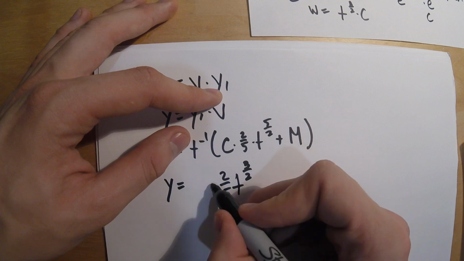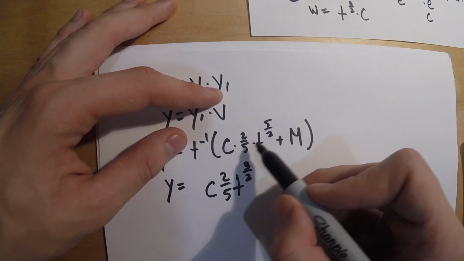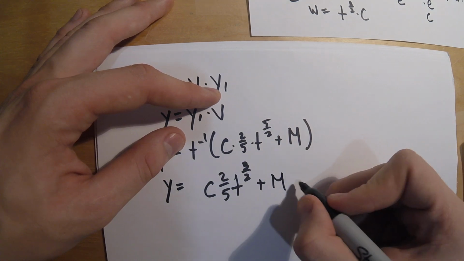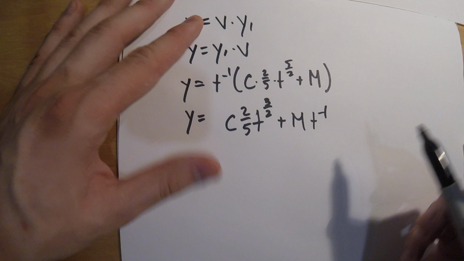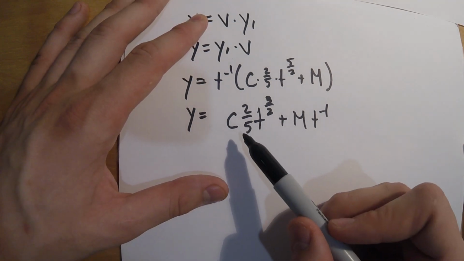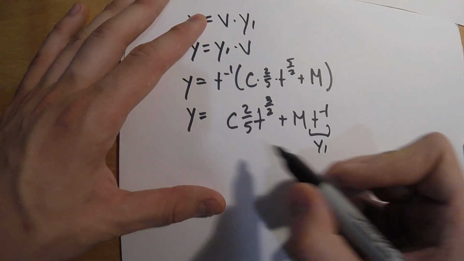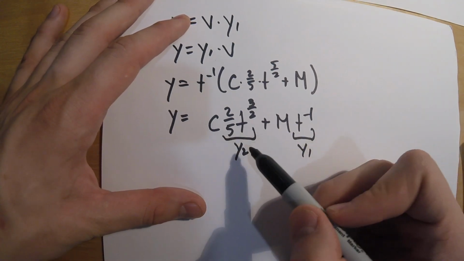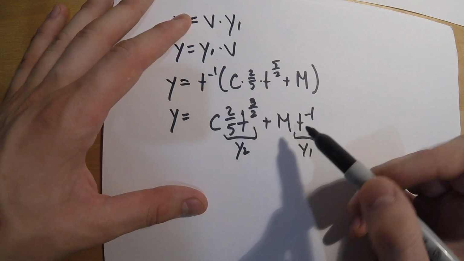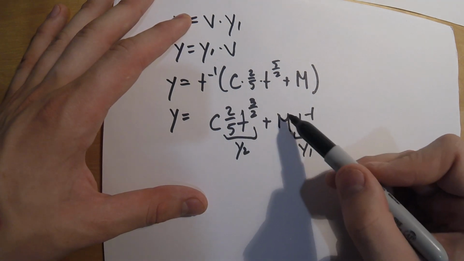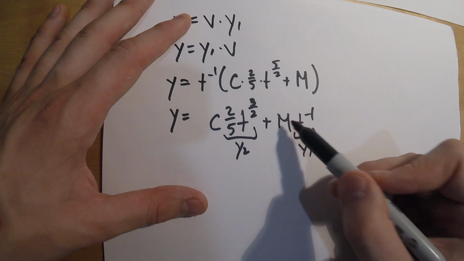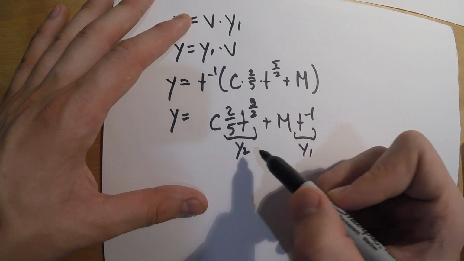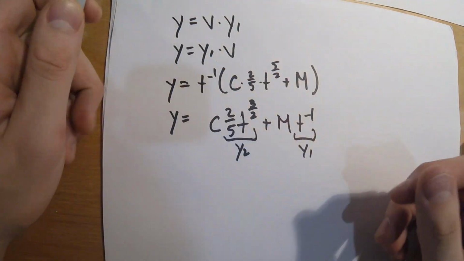2/5 c, and then we also multiply here by distribution, plus m t to the negative 1. So this is your first y1, and this is your second y2. A constant times this base is going to be your y2, and this constant times this base, we don't know what constant it is, but a constant times the base of t to the negative 1 is y1, and the constant of this base is y2. Alright, I hope this helped you out, and good luck studying.